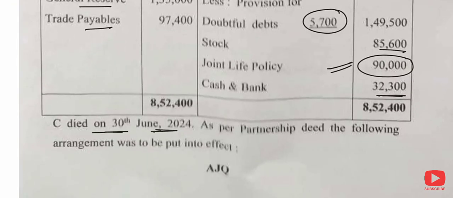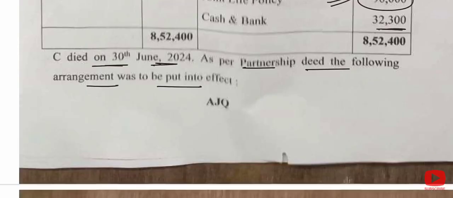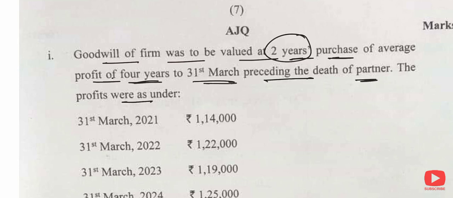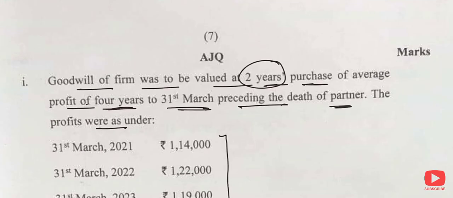C died on 30th June. When did they give us the question? 31st March. C died 3 months later on 30th June. As per partnership deed, the following arrangement was put into effect. Look at the first one. Goodwill of the firm should be valued at 2 years purchase of average profit of 4 years to 31st March preceding the date of death. If the person dies on some day, 31st March preceding the date of death, you are going to calculate profits, were given as under. Now see this. 30th June, he died. Before the 31st March of 2024, use these 4 years, you'll get the goodwill.